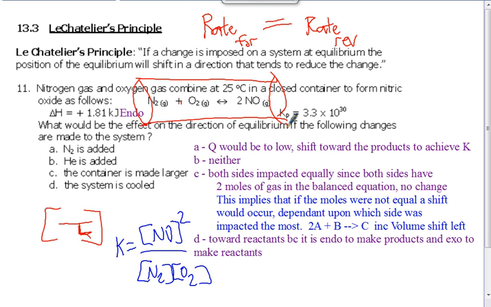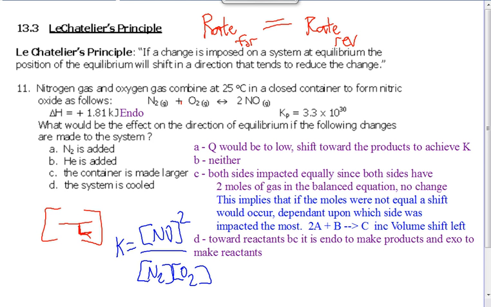And then the last thing we have here is about the temperature. So the system is cooled. When you change the temperature, what changes? We talk about equilibrium. Say again? The constant. So this constant no longer becomes viable.